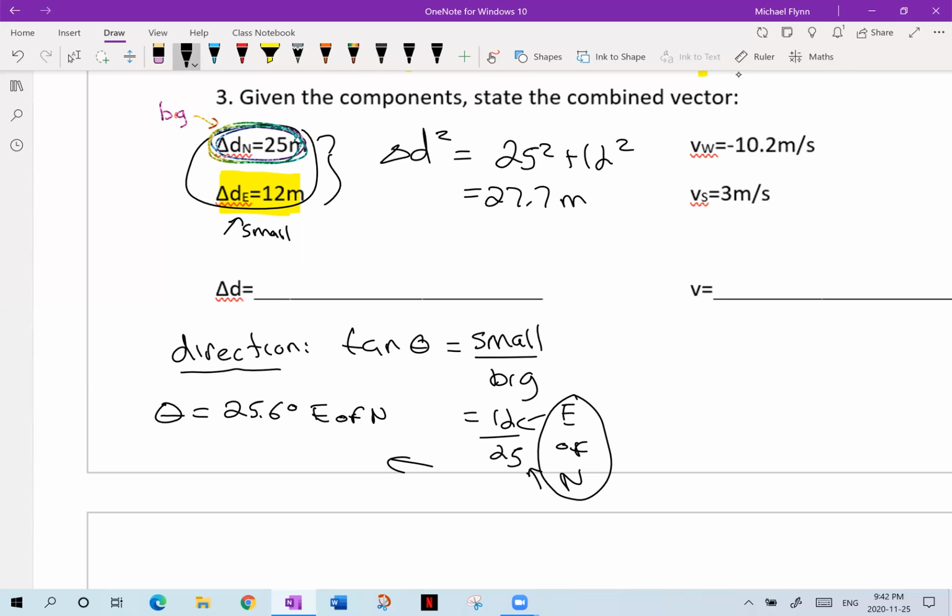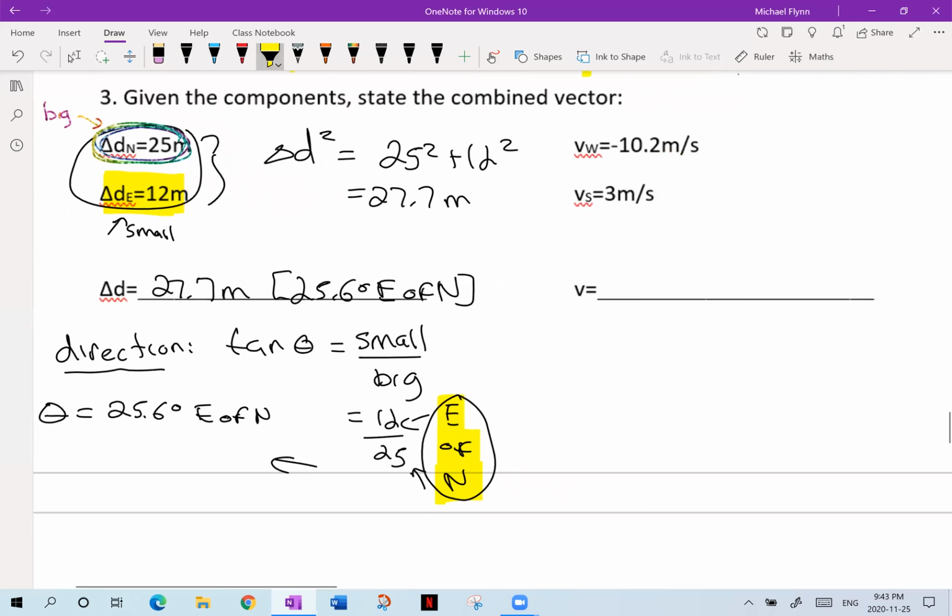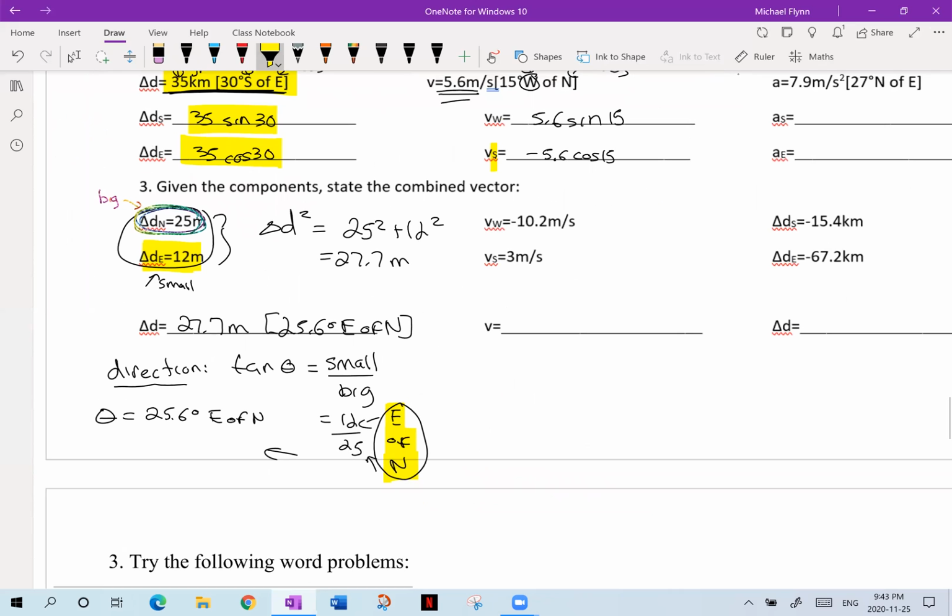So now I'm going to write the answer. 27.7 meters, put a square bracket, 25.6 degrees east of north. Whatever's on top, the smaller of the 2, of whatever's on the bottom. So in this case, it's east of north. All right, there you go.